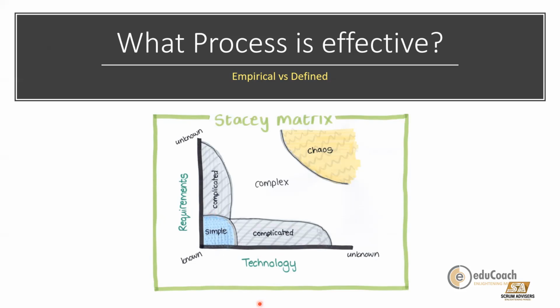However, when it goes to the complicated section where the technology is unknown, even though requirements are still known, at this part, again, we would like to use Agile because technology is changing. We are still trying to get used to technology. The engineers or the developers are still getting used to the technology that has to be used.